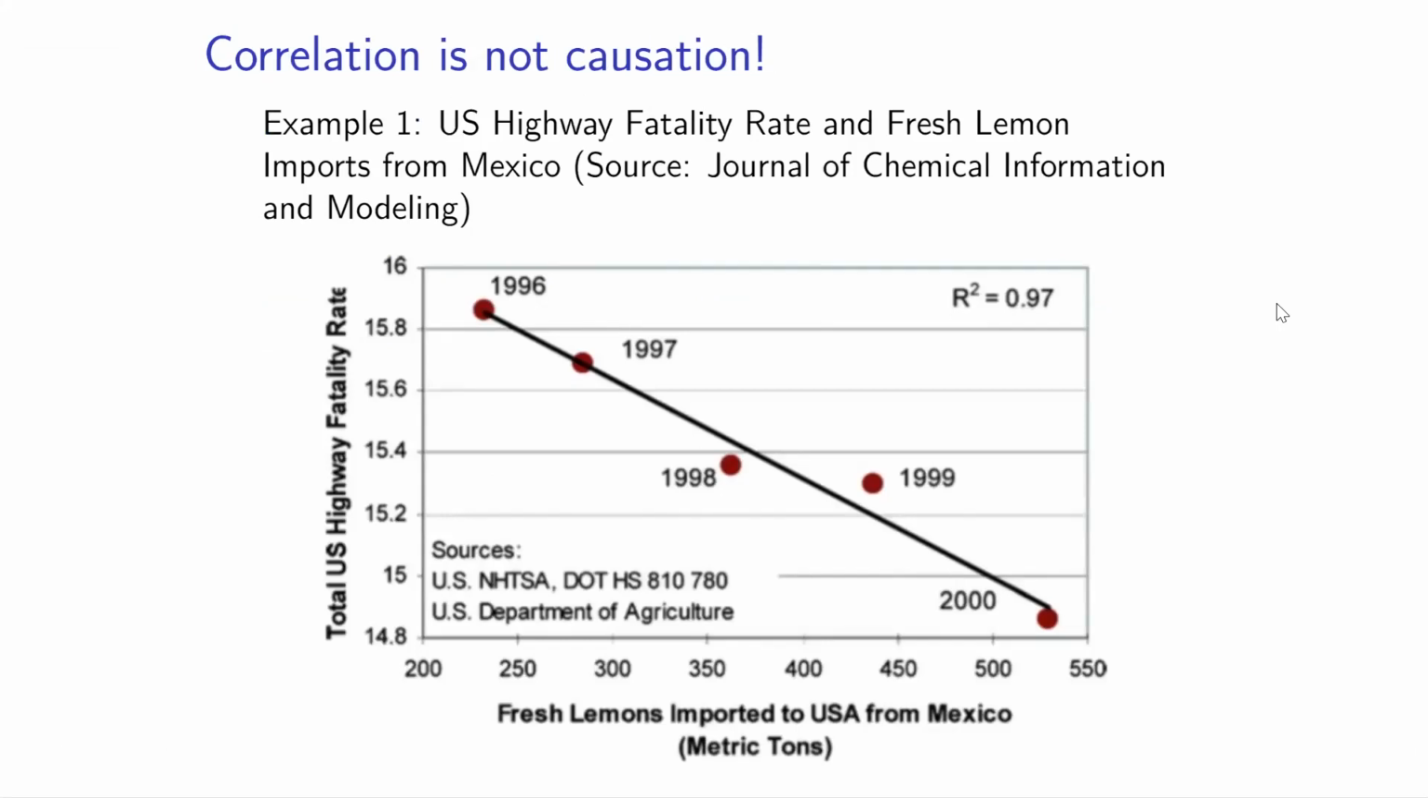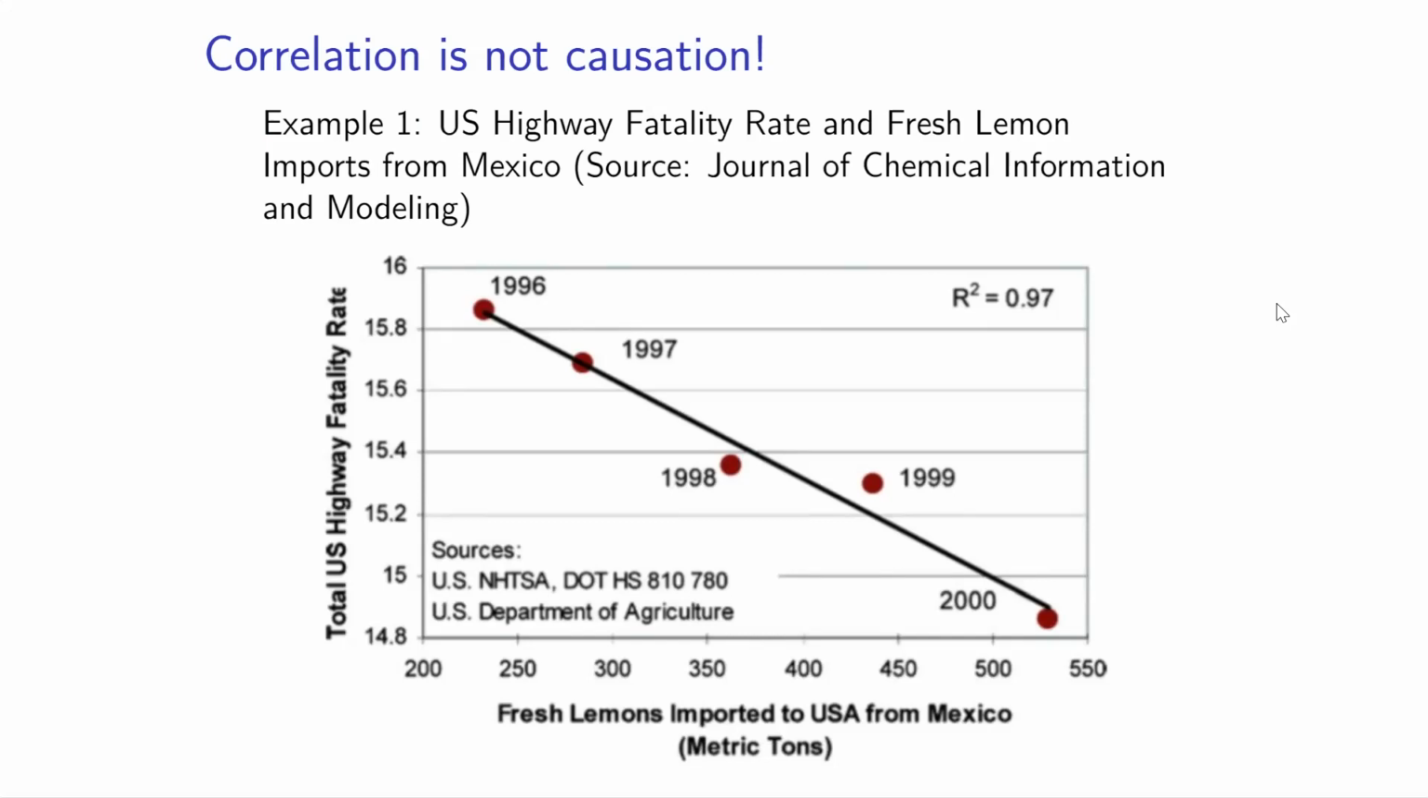Here is an example of US highway fatality rate and fresh lemon imports from Mexico. Based on this graph, you see that the number of lemons imported from Mexico is negatively correlated with total US highway fatality rate. Can we hence conclude that we should import more lemons from Mexico so we have a lower highway fatality rate? No, we cannot, because this relationship doesn't make sense.